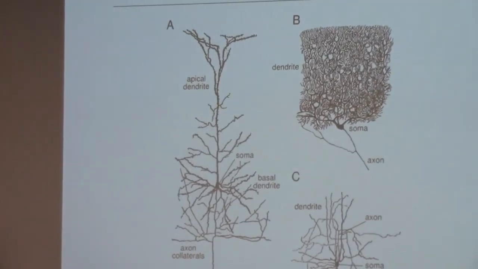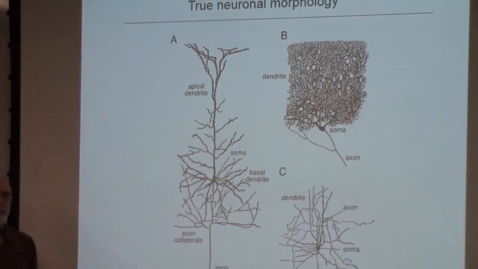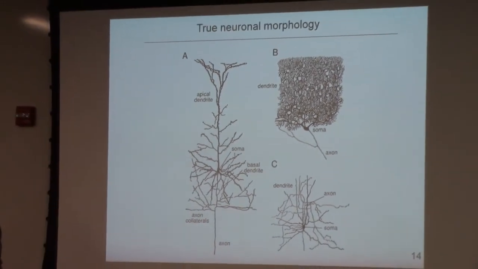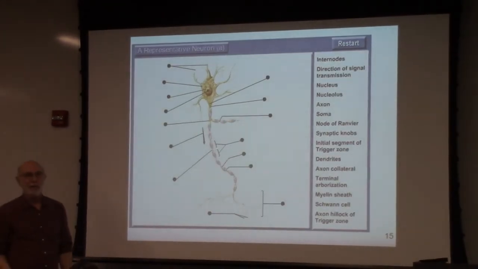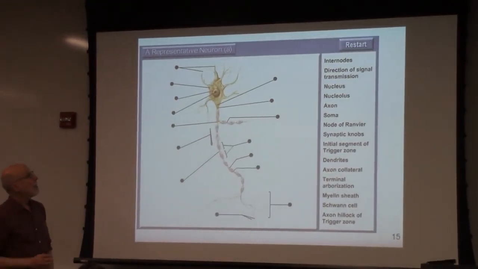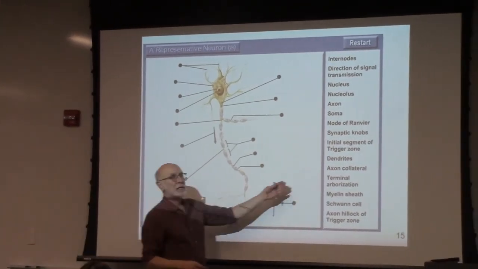So the cartoons don't do neurons real justice in their complexity. But we have to, so that's something to remember, but we continue to talk about cartoons because it's just easier. So here's a cartoon of a neuron with some labels.